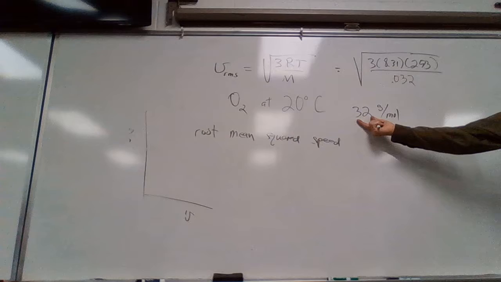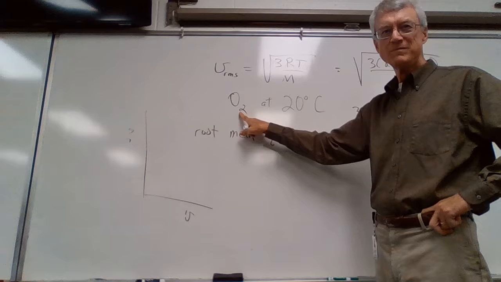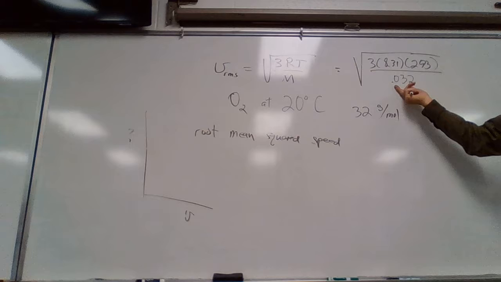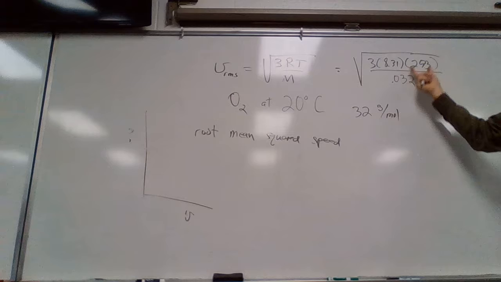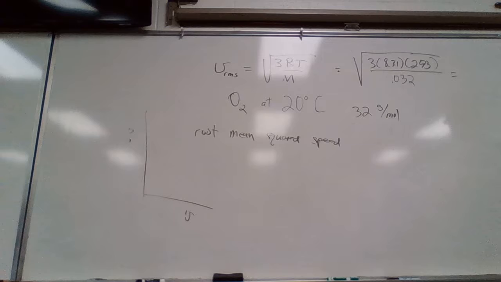Get the number from the periodic table. If it is a diatomic molecule like oxygen, you've got to double it, 16 times 2. But then you still got to convert it to kilograms. So you have to think through the capital M. You have to think it all the way through. But if you do that, that will give you the right answer. And that comes out to be some big number, like probably 500 or something.